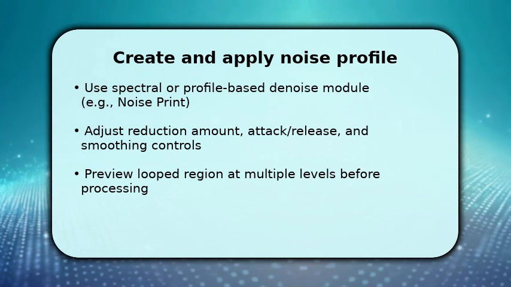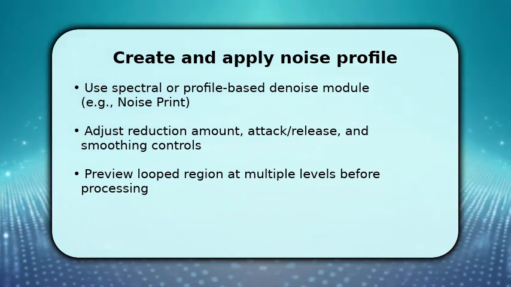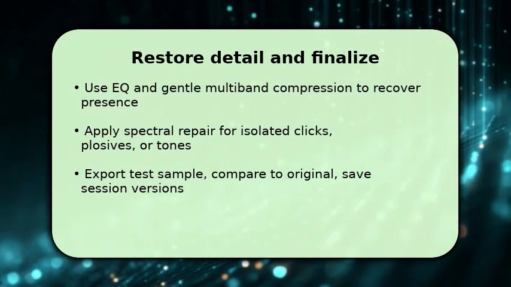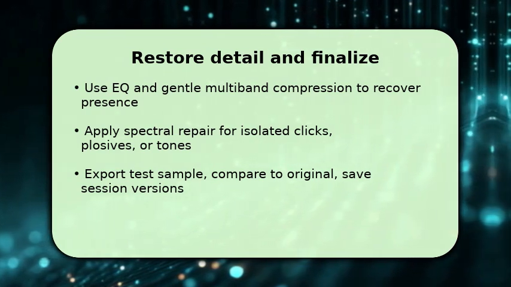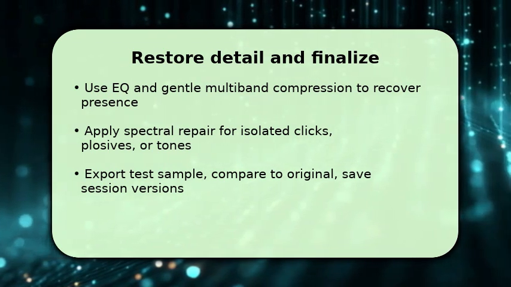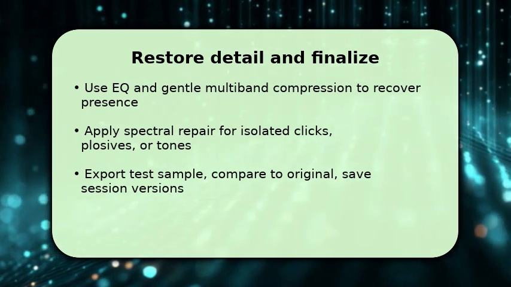You finish by restoring musical detail and checking for artifacts. Apply a gentle high pass to remove subsonic rumble, then use narrow EQ boosts around presence bands to recover clarity. Subtle multi-band compression can glue levels without reintroducing noise. For isolated anomalies, use spectral repair or manual attenuation rather than broad reduction.